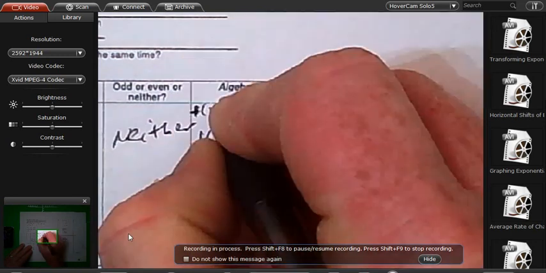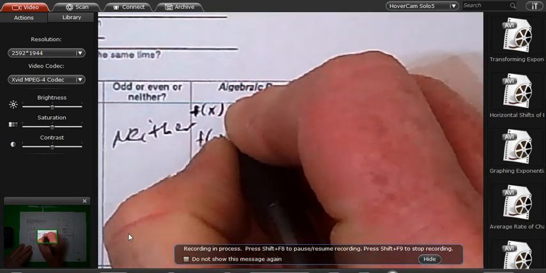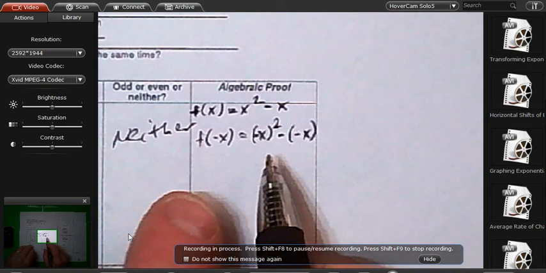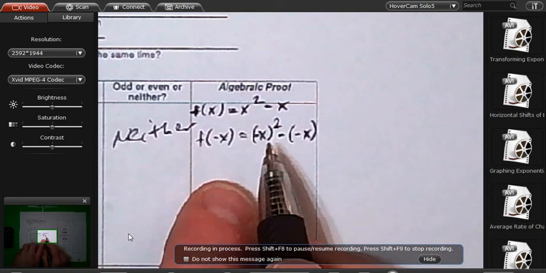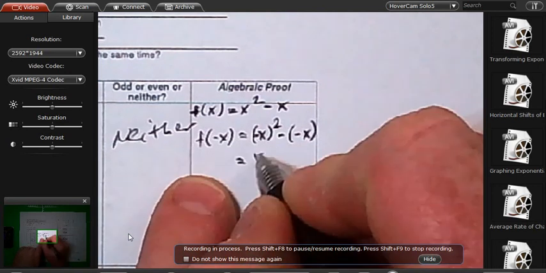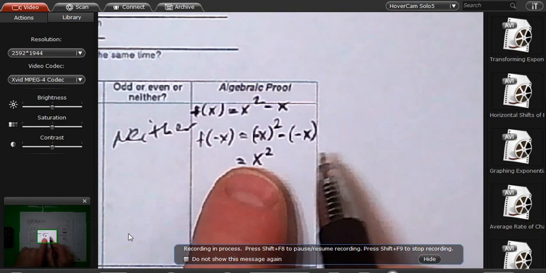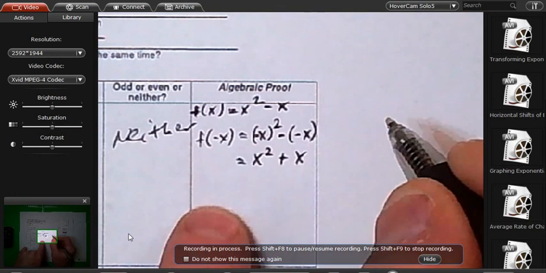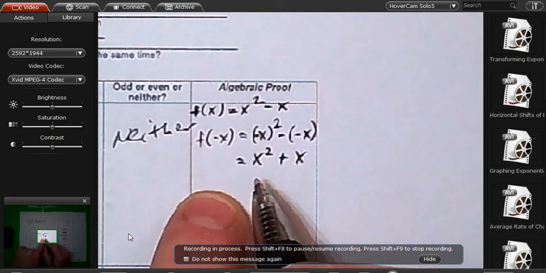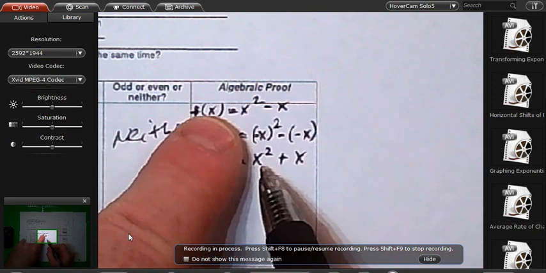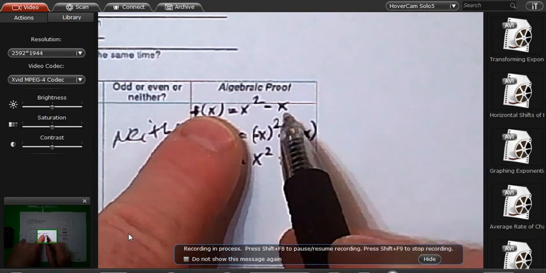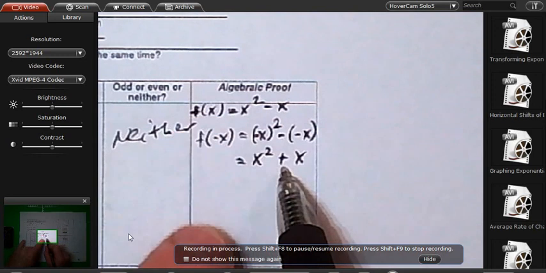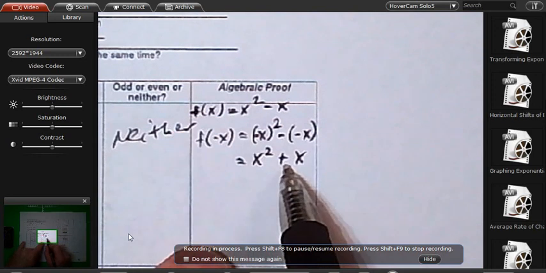All right, so what do we get when I square a negative? Positive. So this becomes positive x squared. And what happens when I take a negative and a negative? I get positive. Now let's compare this to the original. In the original, I had an x squared. Do I also have an x squared in this one? Yes. In the original, I had a negative x. But in this one, I have a positive. So are those the same? No. So part of it is the same and part of it is opposite. So the result would be neither.